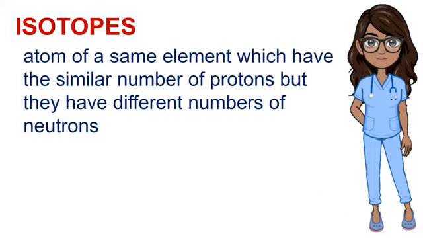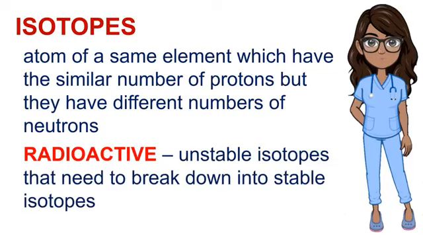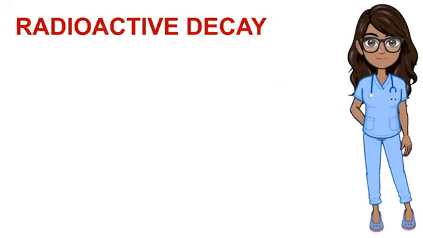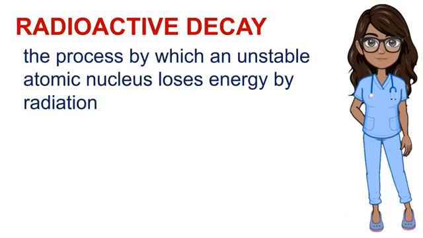Isotopes are atoms of the same element which have the same number of protons, but they have different numbers of neutrons. Most of the isotopes are stable, so they are in their original form. The other isotopes are unstable. They need to break down into stable isotopes or other elements, and so they are called radioactive. Radioactive decay is the process by which an unstable atomic nucleus loses energy by radiation. It occurs at a steady rate.